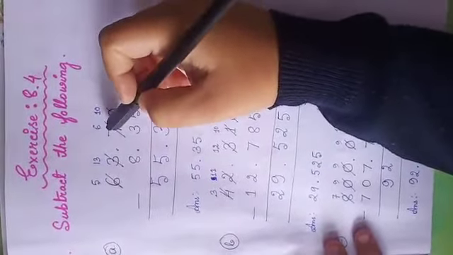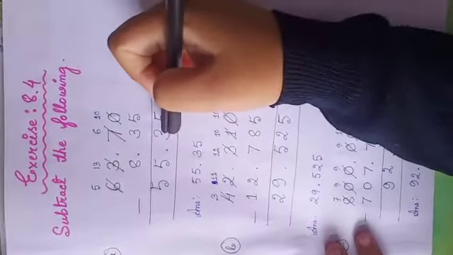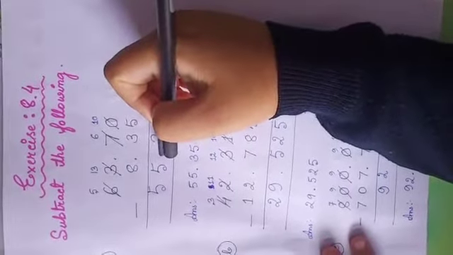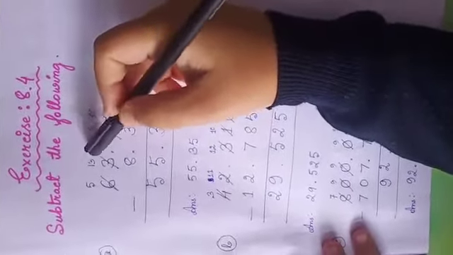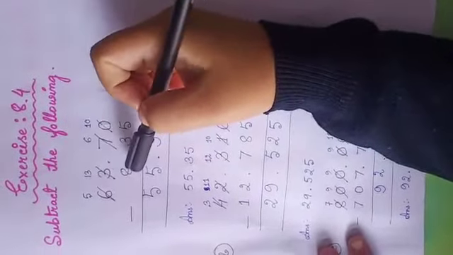As you have borrowed 1 from the tens place, this 7 has become 6. So 6 minus 3 is 3. Yes or not? Decimal point, so you will place the decimal point below these decimal points. Now you will move to the ones place. Again in ones place, what is there? 3. Can you subtract 8 from 3?